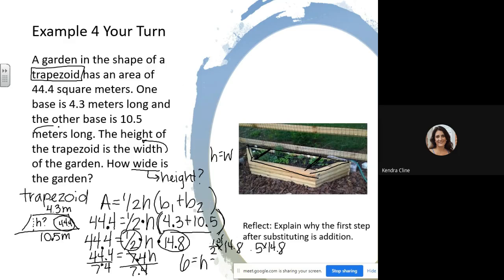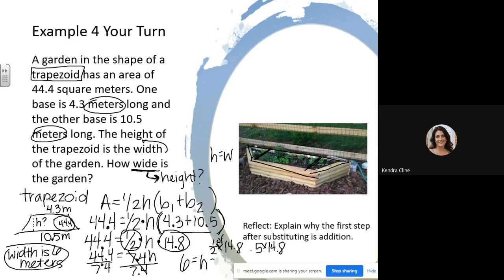And what is our measurement here? Meters. And they're technically asking for the width, but we know height and width is the same thing. So we're going to say the width is 6 meters. Okay. Again, if you need more time writing that answer, pause the video.